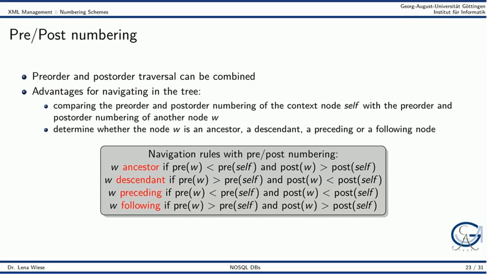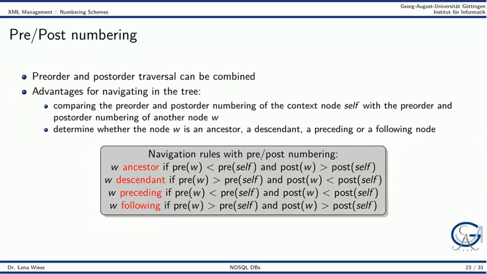W is an ancestor if the pre-order numbering is less than the one of the self node and the post-order numbering is greater than the one of the self node. W is a descendant if the pre-order numbering is greater than the one of the self node and the post-order numbering is less than the one of the self node.